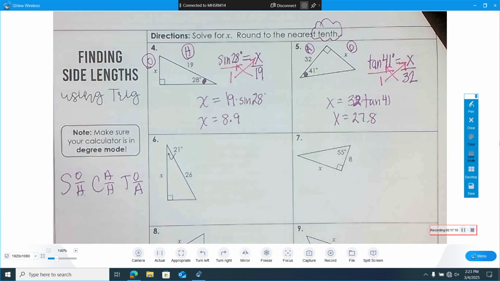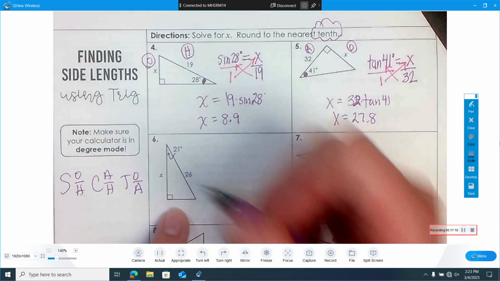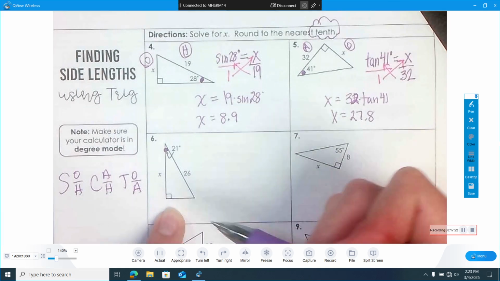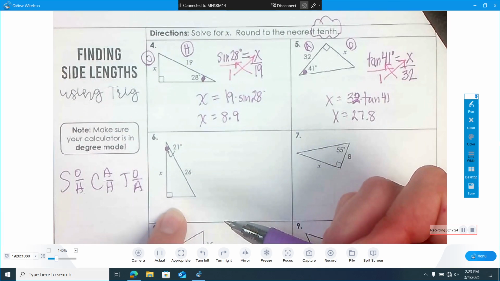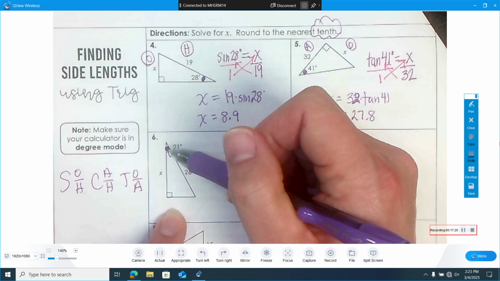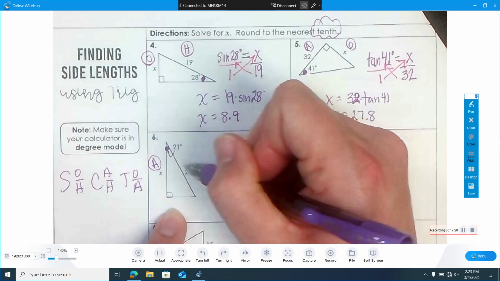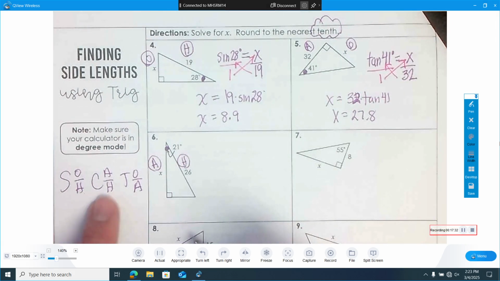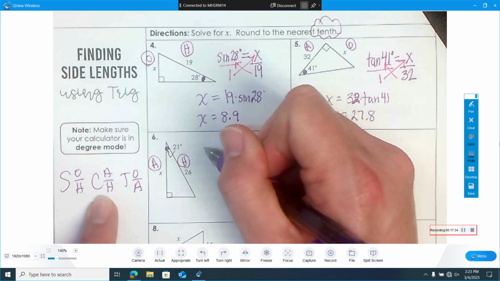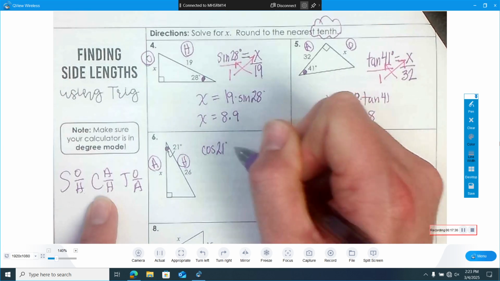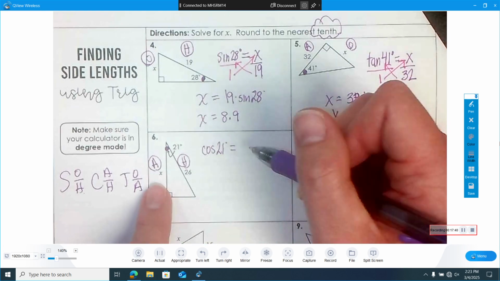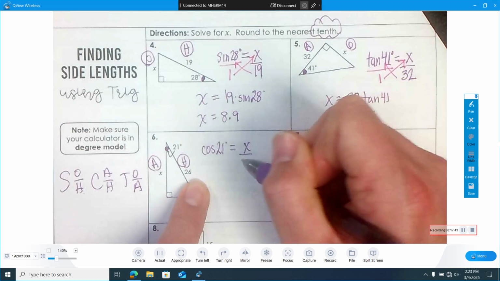Let's look at number 6. Here we have our 21-degree angle. Which sides did they give us for this one? The adjacent and the hypotenuse. Adjacent and hypotenuse means we can use the cosine function. So we're going to use cosine of our 21-degree angle equals adjacent over hypotenuse. So what should I write? X over 26.